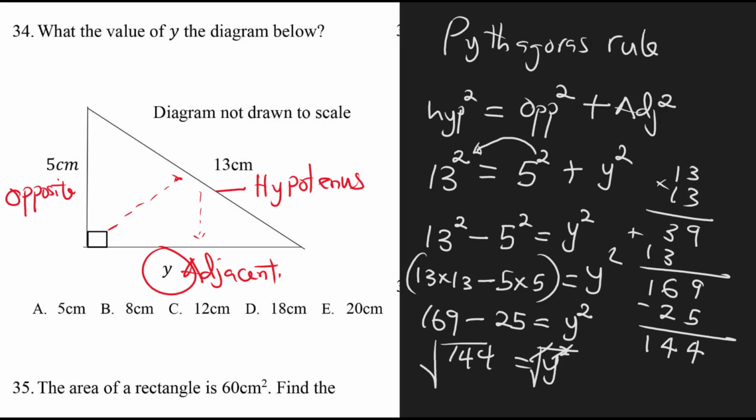So these two will cancel this square root, and the square root of 144 is 12. So we said 12 is equal to y. So that means y is equal to what? 12, right? So our y is equal to 12. That's C, the answer. See there? So let's move to the next question.